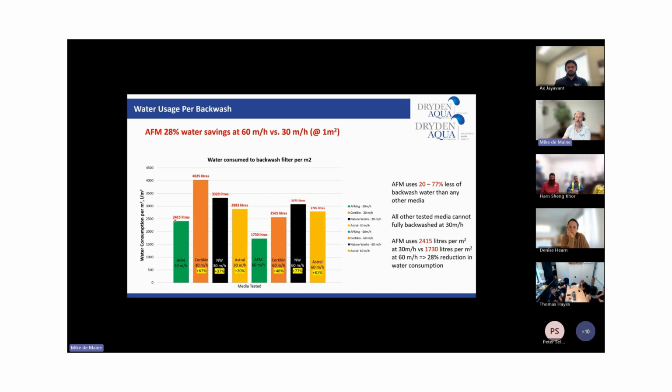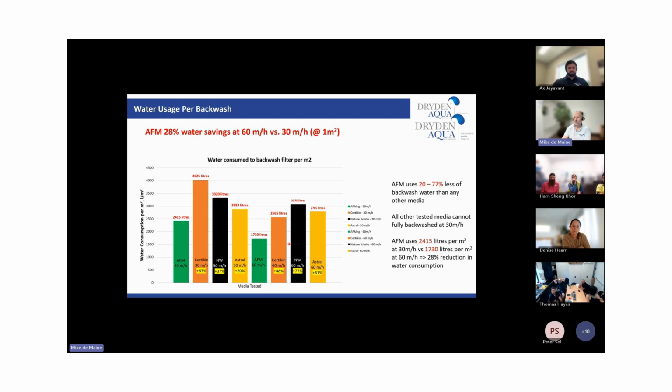2,415 liters per square meter compared to 1,730 liters per square meter of water being used. So the faster you backwash, the less water you actually need to use during your backwash process. And then again, compared to Nature Works, we were 77%, 48% against Certican and Astral.